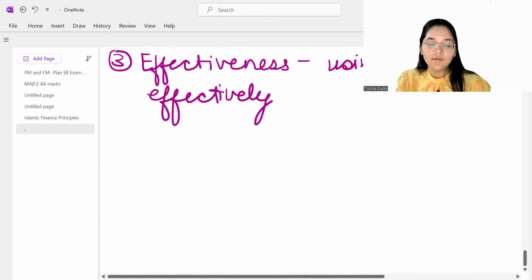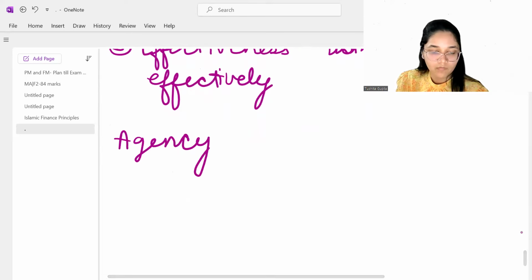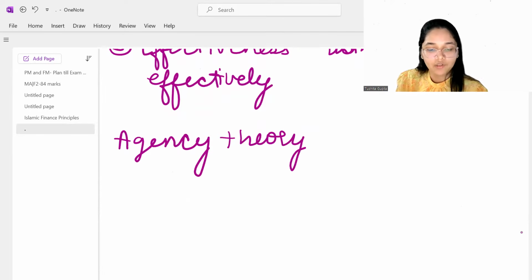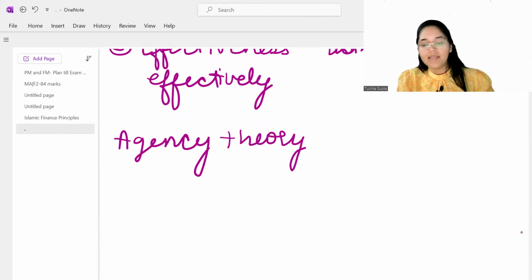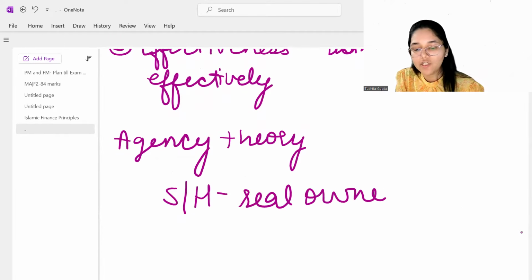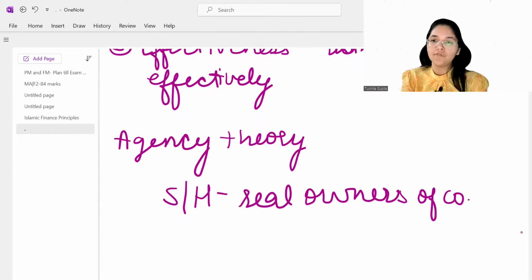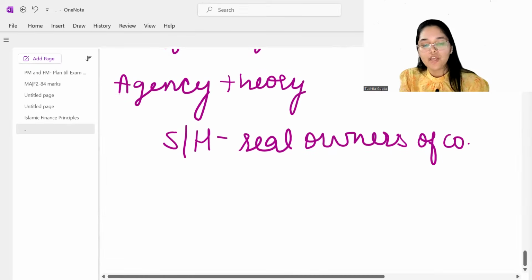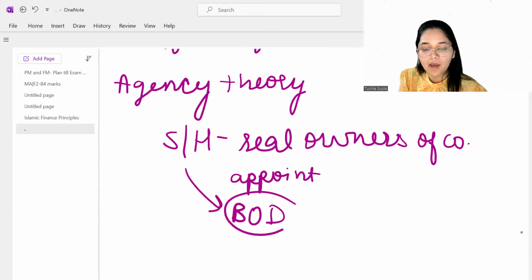Then the next thing which is a concept in this chapter is the agency theory. Now we are returning back to the profit-making companies. We all know that shareholders are the real owners of the company. But does every shareholder have the time to run the company and take the day-to-day decisions? No, right? So shareholders, to run their company on their behalf, appoint the board of directors. They give them the powers of the company so that they run the company on their behalf.